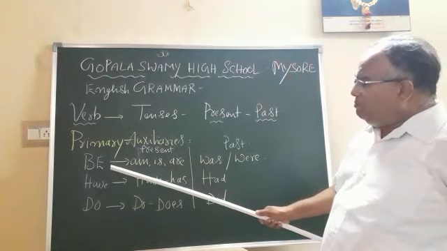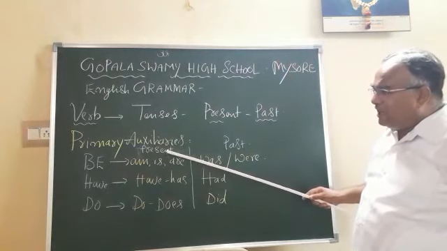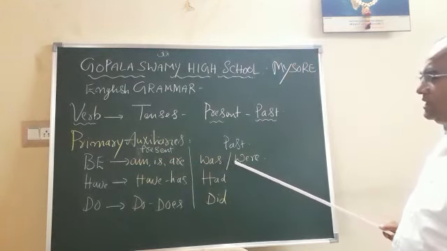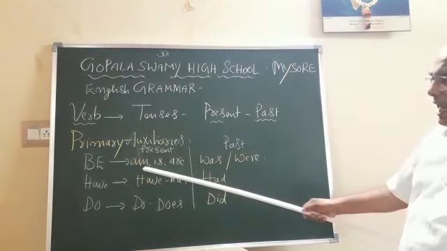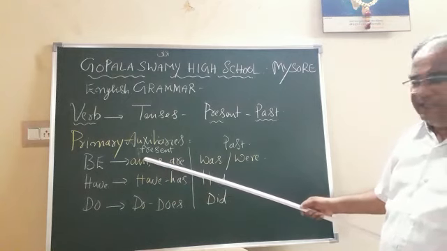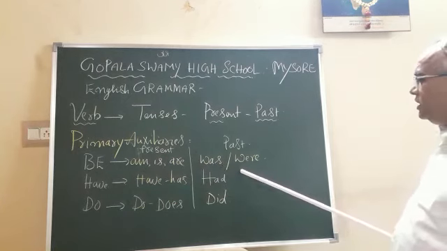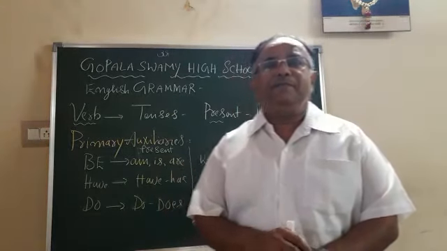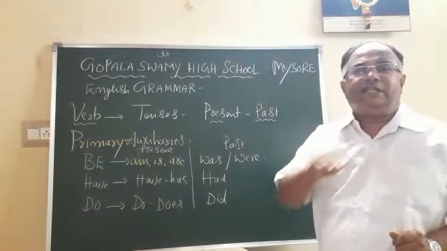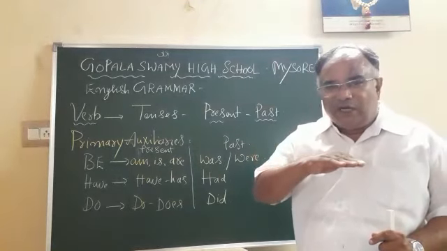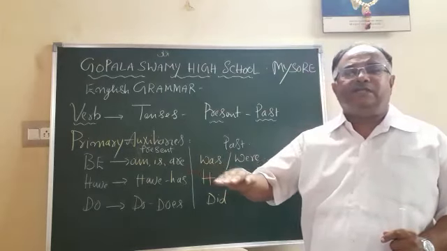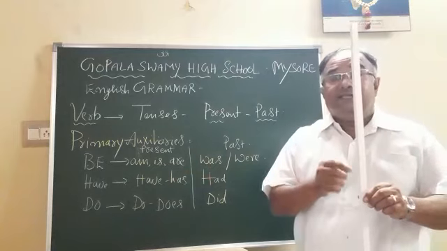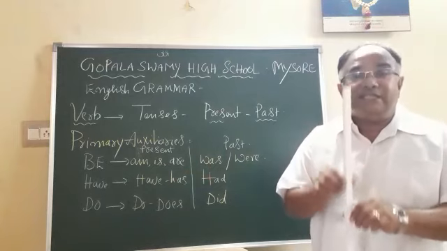So, in be verb, in present tense we have am, is, are. In past tense we have was and were. Am, is, are in the present tense, was and were in the past tense. What do these verbs speak about? These verbs speak about the state. What is there in the present situation? For example, this is a stick, means it has the form of a stick.